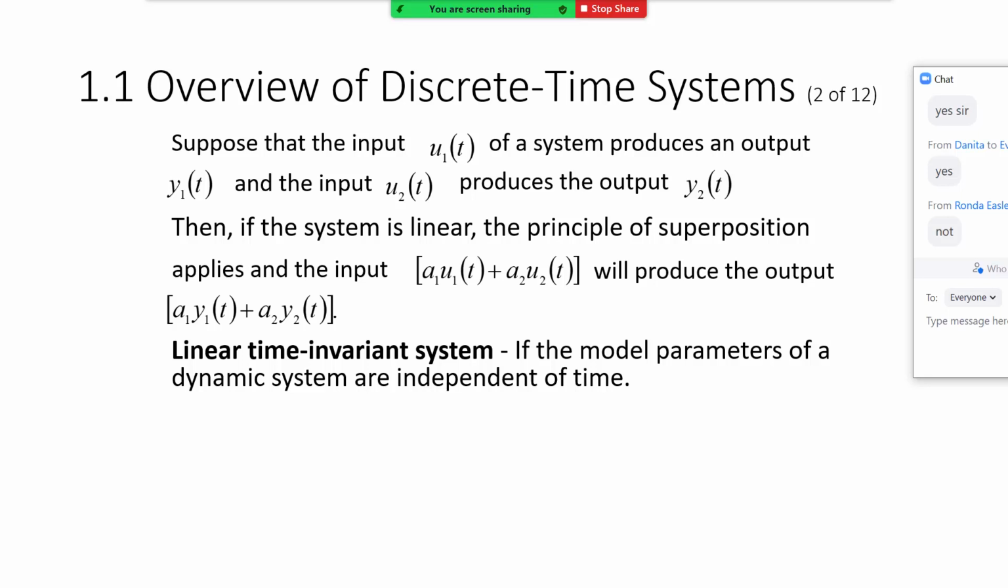And because the parameters do not change, this also enables me to apply lots of tools to study and analyze such systems. If the system parameter is changing with time, it will make it much harder to study that system. So in this course we're going to be focusing on the linear time invariant system. The system parameters are fixed in time and the system is linear, and therefore obeys superposition.